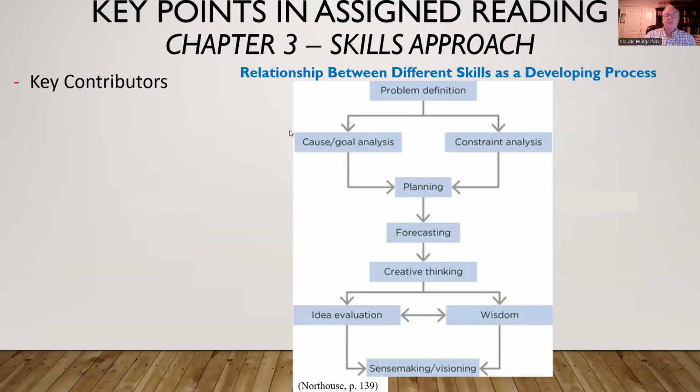This is the relationship that Norhaus on page 139 put together between different skills and how they sort of develop people, sort of a process here. So he goes into quite a bit of detail on this. So be familiar with this.